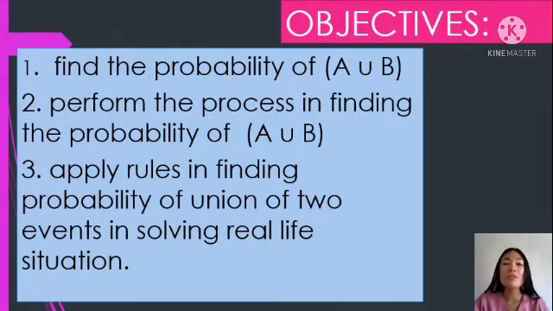Let us read first our objectives. Number 1, find the probability of A union B. Number 2, perform the process in finding the probability of A union B. Number 3, apply rules in finding the probability of union of two events in solving real-life situations. So these are the objectives that we are going to do this morning.